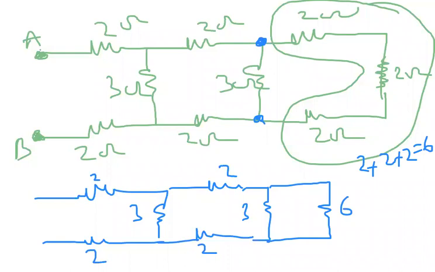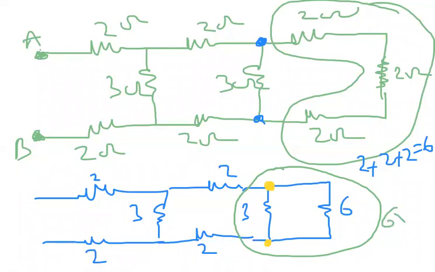If you observe carefully, this 6 and this 3 are between the same points. When they are between the same points, we call them a parallel combination. Parallel combination means I can write 6 into 3 by 6 plus 3, which is 18 by 9. That is nothing but 2 ohms. So the value is 2 ohms here.